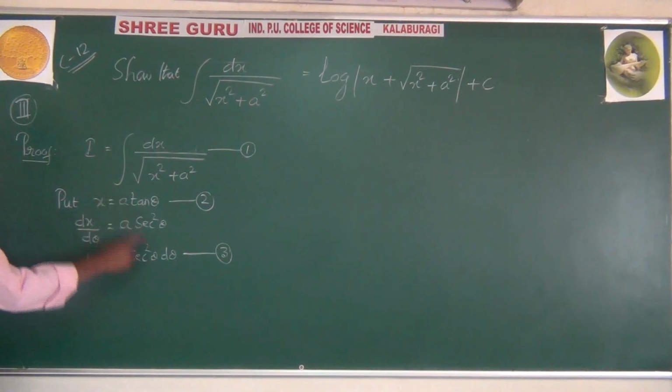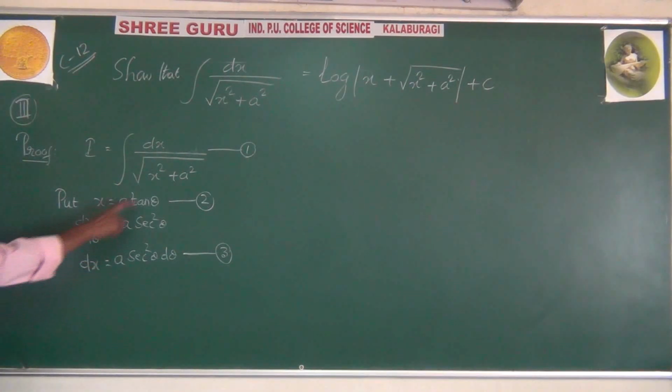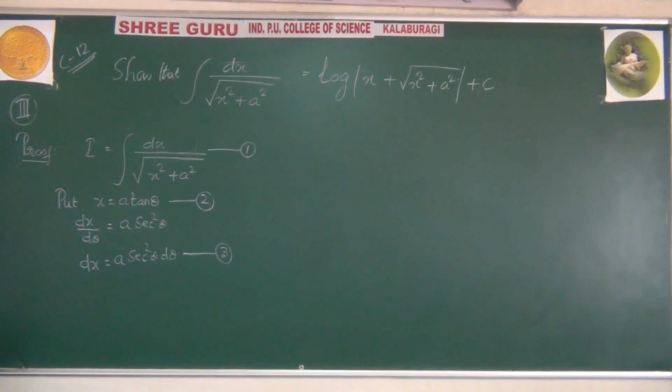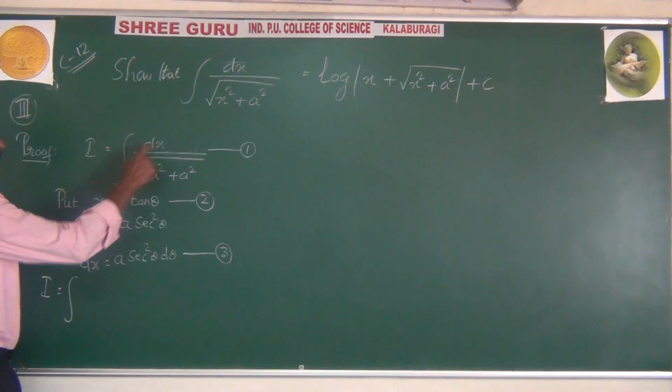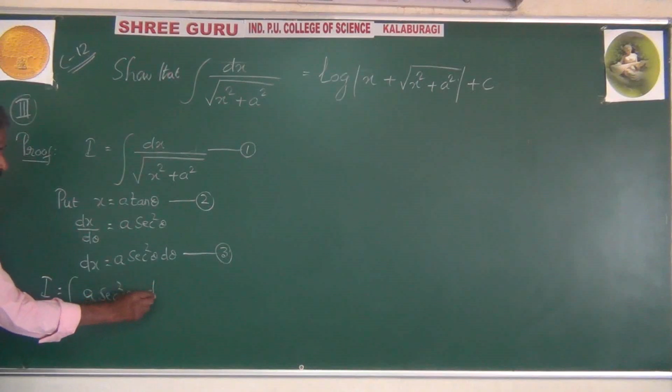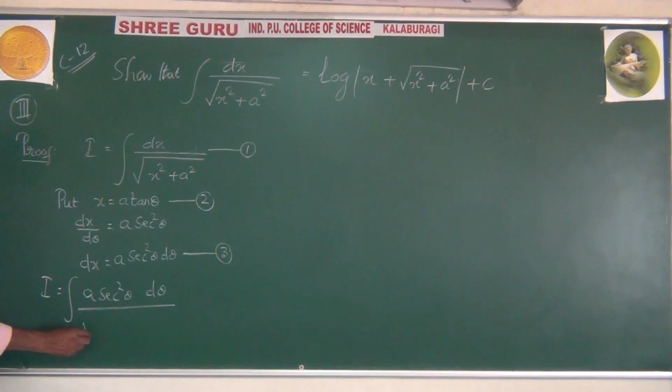Now from 2 and 3 using in 1, I equals integration. dx now becomes a secant square theta d theta, whole divided by square root of, what is x? a tan theta. x square becomes a square into tan square theta, plus a square remains the same.